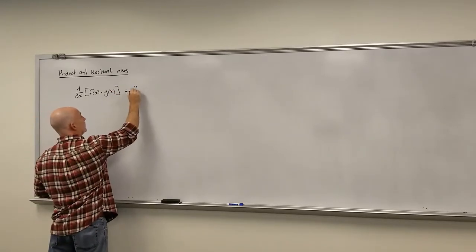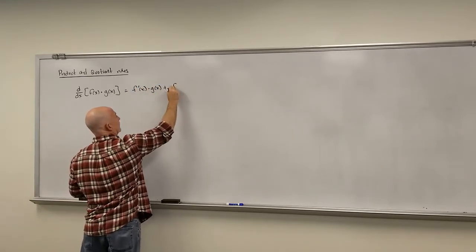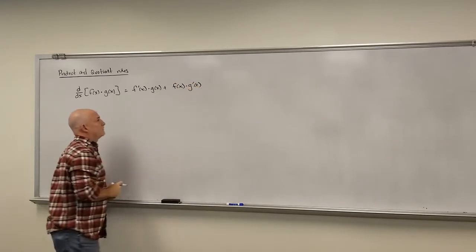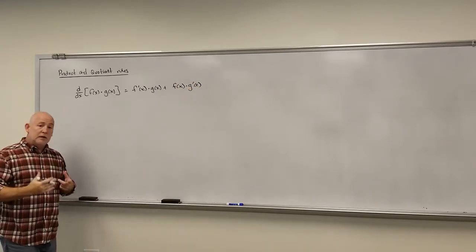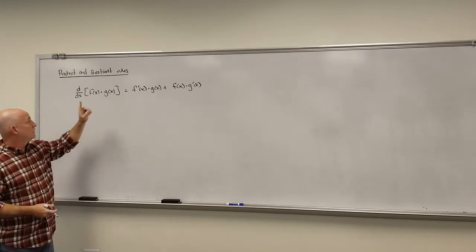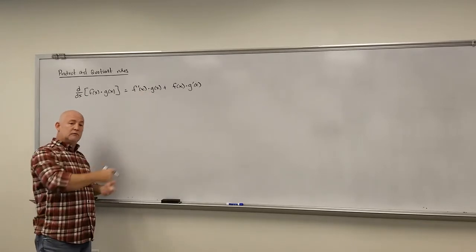It's going to be the derivative of one of them times the other, plus the other way around, the derivative of the first times the second. All right, so the idea here is anytime you're taking the derivative of functions joined by multiplication, you take the derivative of one function at a time and multiply by the other, plus, and then the other way around.